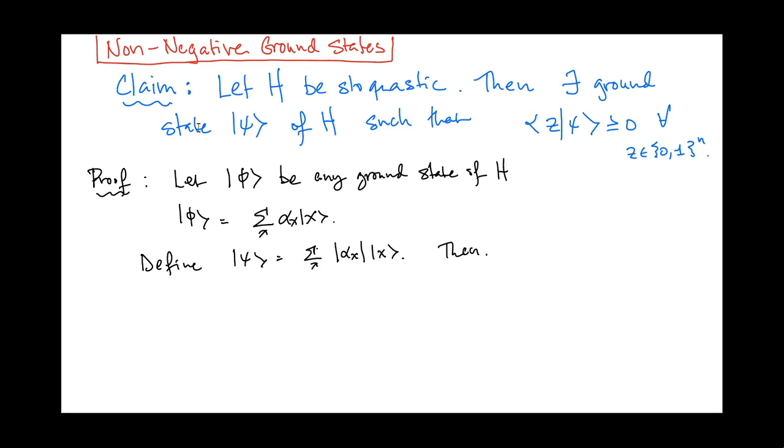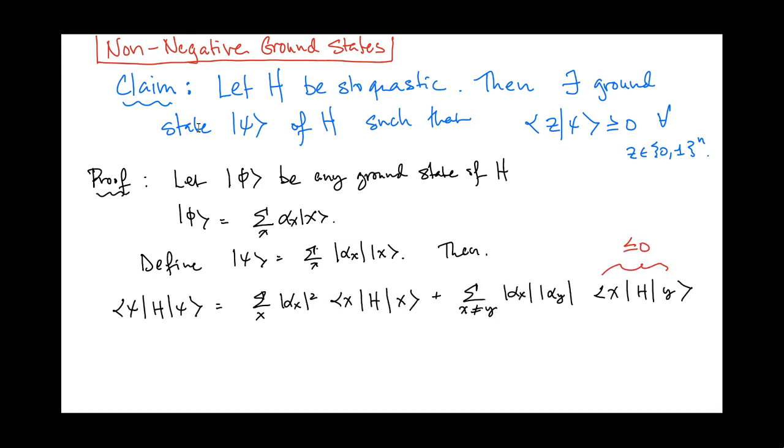And what we're going to just show is that the energy of my new state is at most the energy of the first state I started with. Okay. So if you just multiply this out, you get the diagonal terms, you get the off-diagonal terms. And the key observation here is that this xhy is at most zero.